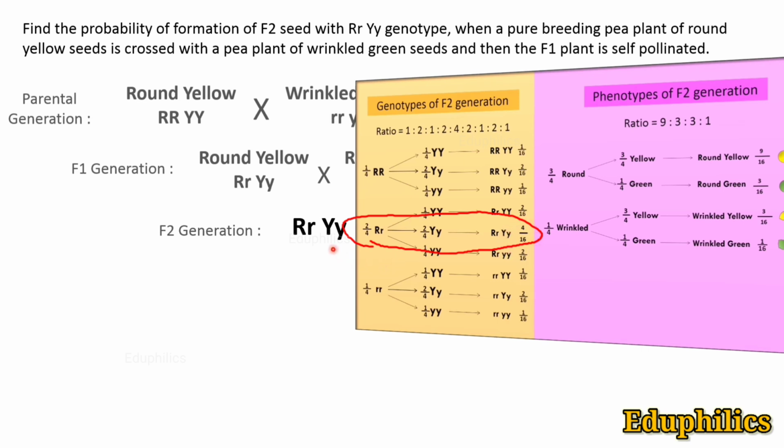But every time you get some question like this, you need not write the entire cross. Instead, if you know the monohybrid cross ratios, you can easily guess the probability. Capital R, small r in monohybrid cross occurs at a probability of 2/4. Similarly, this also occurs at a probability of 2/4. So, according to the multiplication rule in probability, this capital R, small r, capital Y, small y occurs at a probability of 4/16.